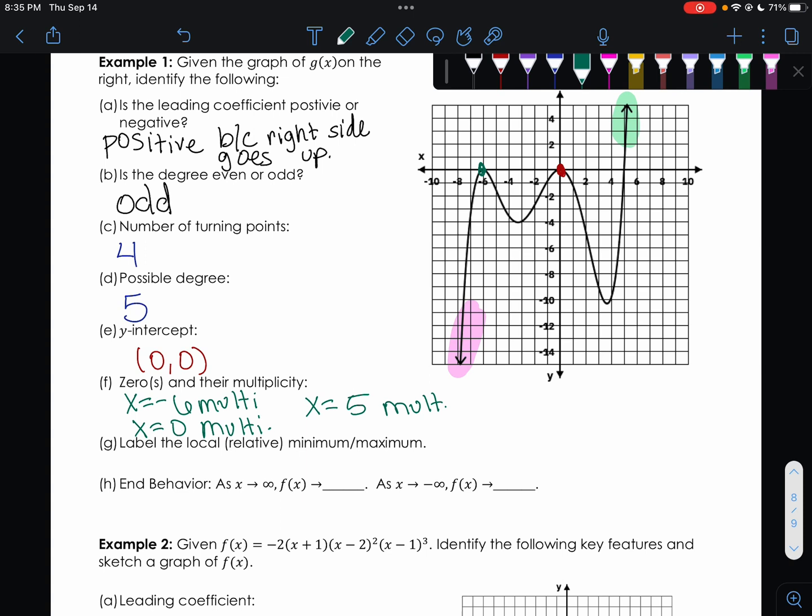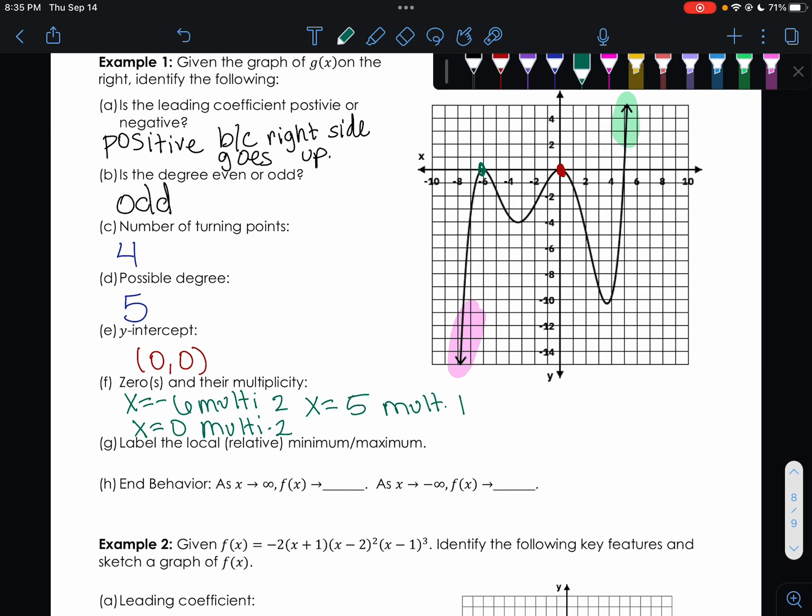So 6, since it's bouncing, it could be a degree of 2. 0, because it's bouncing, it could be a degree of 2. And x equals 5 could have a multiplicity of 1. If I add 2 plus 2 plus 1, that gives me 5. So that is a possibility right there.